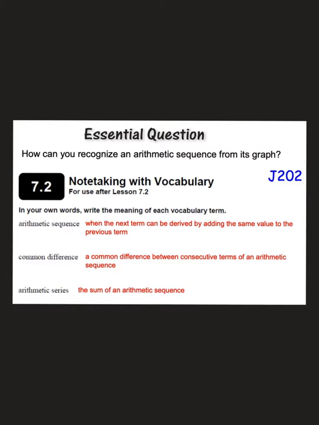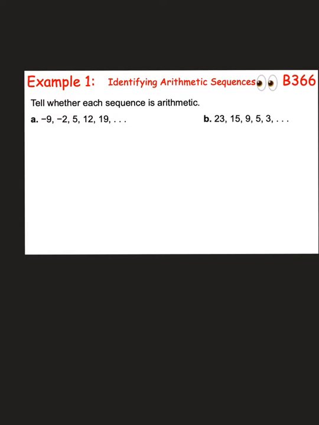An arithmetic sequence is a sequence when the next term can be derived by adding the same value to the previous term. The common difference is the difference between consecutive terms in an arithmetic sequence. Arithmetic series is the sum of the arithmetic sequence. Let us look at if these sequences are arithmetic or not.